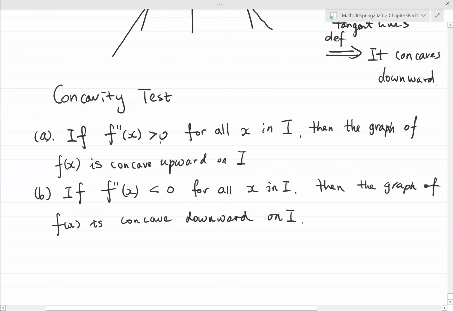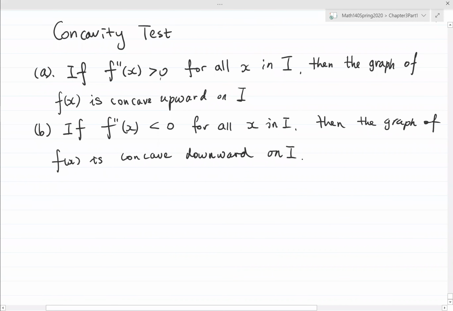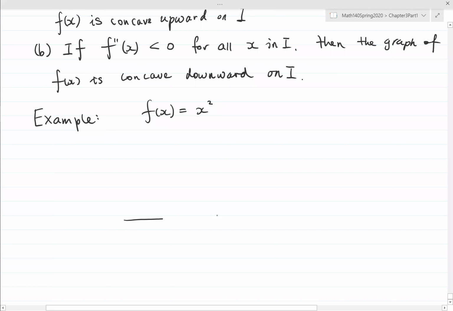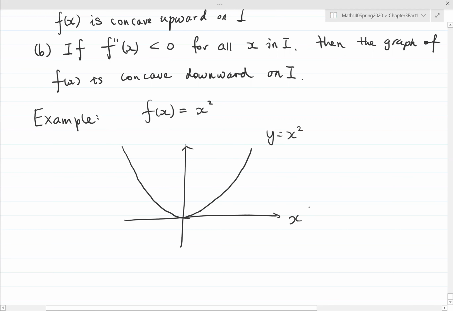Now you see the examples that we did. f(x) is x squared. Now its graph, we already know it concaves up. It's just a rough graph of y equals x squared. We already know it's concave up.